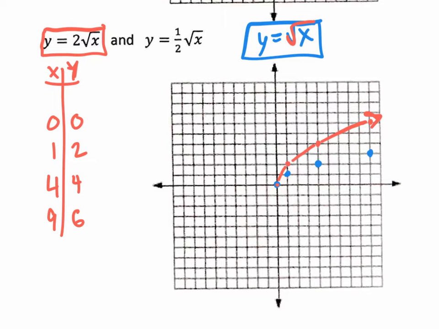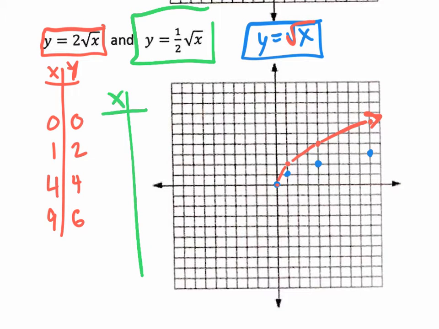So you'll see that when we do this guy right here, let's do this one in green. When we do an input-output table for that guy, when I do the square root of 0, square root of 0 is 0 times 1/2 is still 0. When I do the square root of 1, that's 1, but 1 times 1/2 is 1/2. When I do the square root of 4, the square root of 4 is 2. 2 times half is 1. And when I do the square root of 9, that's 3, and 3 times half is 1.5.